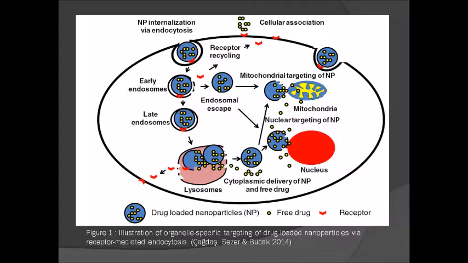Let's take a look at this illustration. The blue round one is the nanoparticle, and the yellow round one is the drug. It shows how the drug is carried by the nanoparticle into a cell and released to a specific organelle like the mitochondria and nucleus.